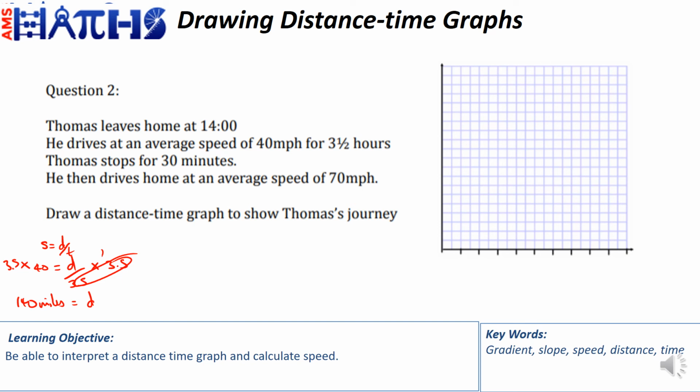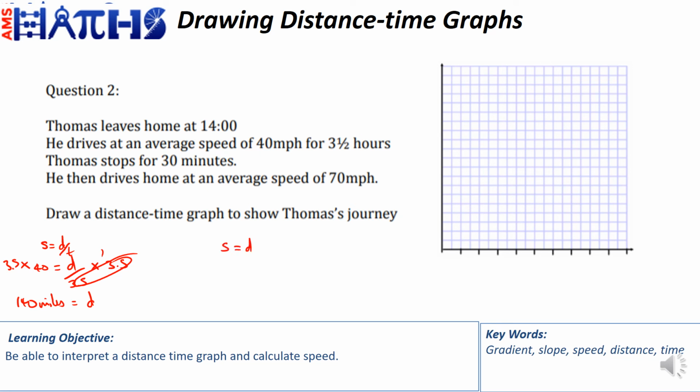It says he then stops for 30 minutes. Okay, and then he drives home at an average speed of 70 miles per hour. So he got to 140 and stopped. Then he's returning home at a speed of 70 miles per hour. So we need to work out how much time it will take him to get home.